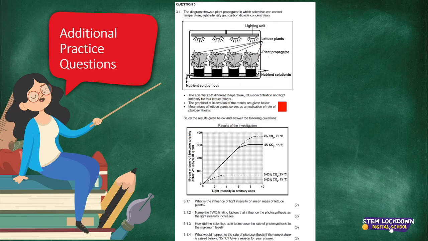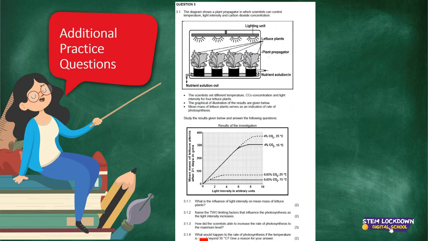And scientists set different temperatures. Here you have your method and your results. Okay, and the questions are as follows. What is the influence of light intensity on the mass of lettuce plants? We dealt with the influence of light intensity on the rate of photosynthesis. Name the 2 limiting factors that influence photosynthesis as light intensity increases. How were the scientists able to increase the rate of photosynthesis to maximum level?